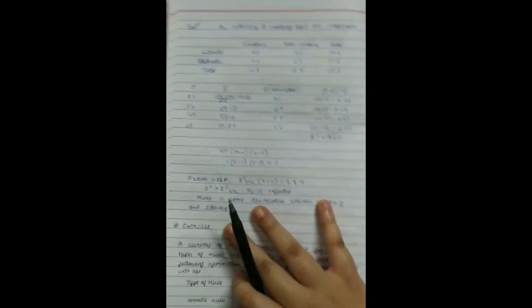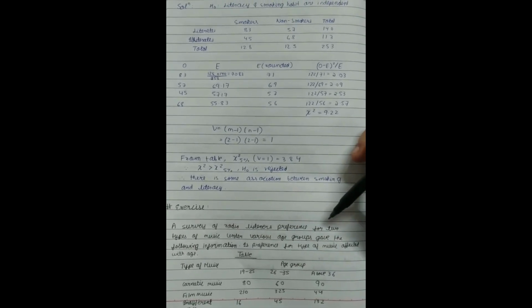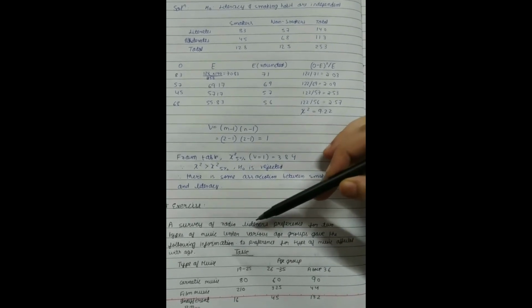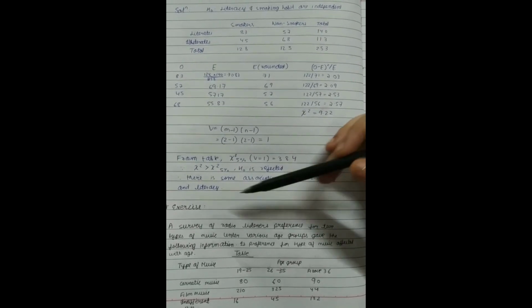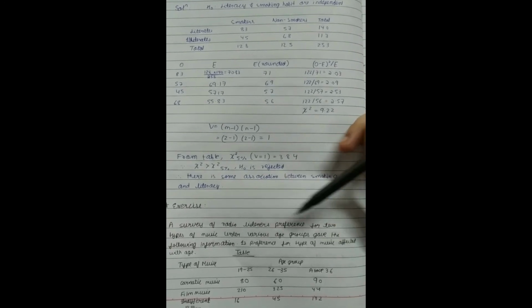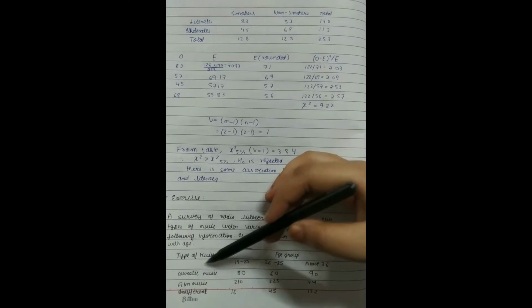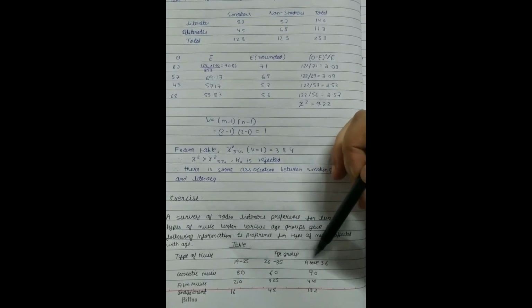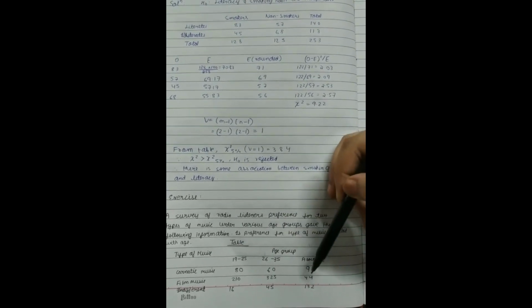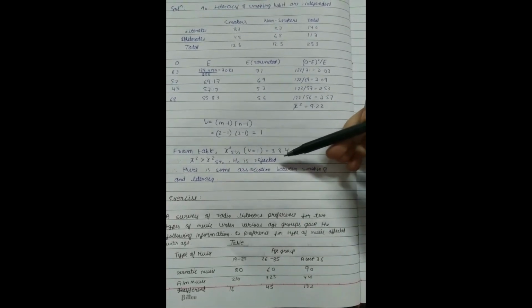As an exercise, you can solve a similar type of question. It has been given that in a survey of radio listeners' preference for two types of music under various age groups, is preference for type of music affected by age? So is there any relation between the preference and the age? There are three types of music: Carnatic music, film music and indifferent. And three types of age groups have been given. Similarly, you can do it just like you have solved in this, and compare it with the table value. If it's greater, then H0 is rejected, else H0 is accepted.